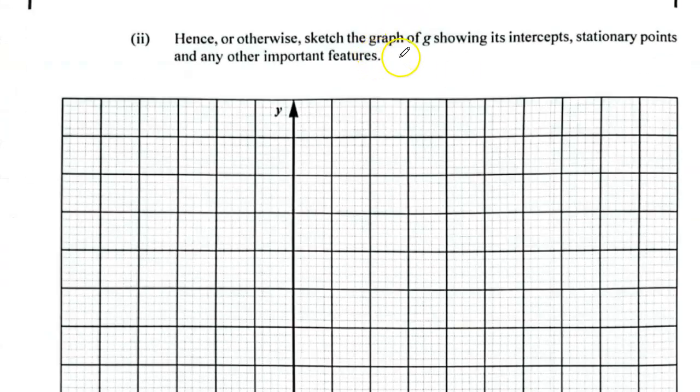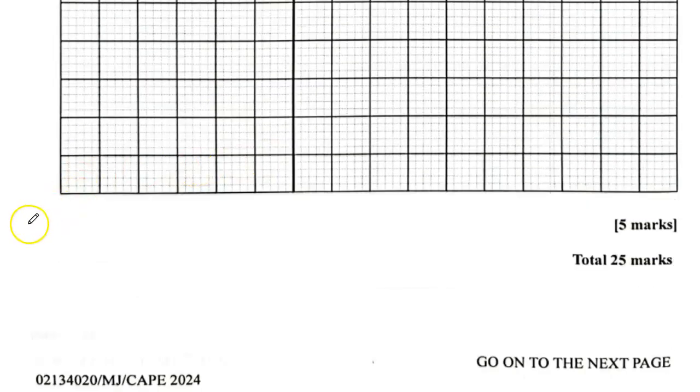Next, hence or otherwise, sketch the graph showing its intercepts, stationary points, and any other important features. Right, let's do the sketch now. So you remember that the graph was y equal to x cubed minus 3x squared. Outside of the turning points, we also need to know where the graph cuts the x-axis and the y-axis.